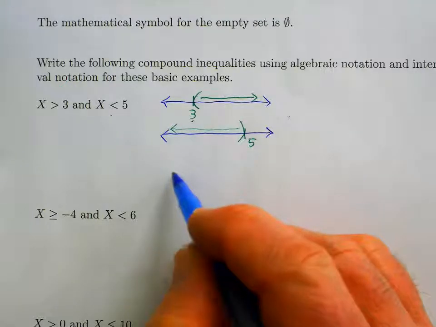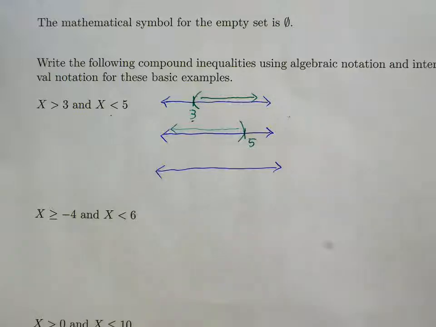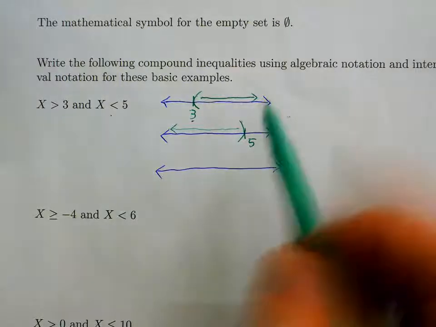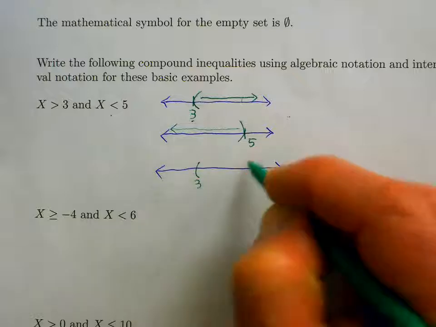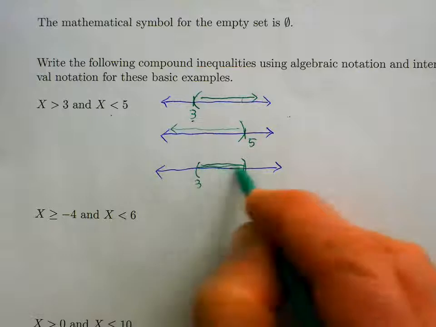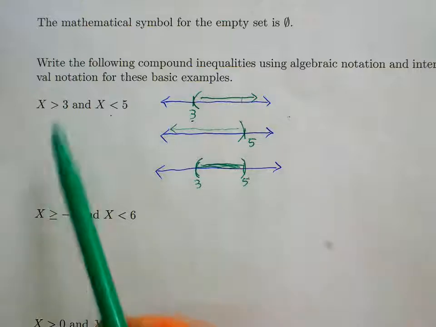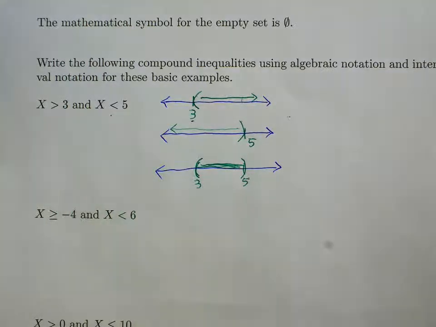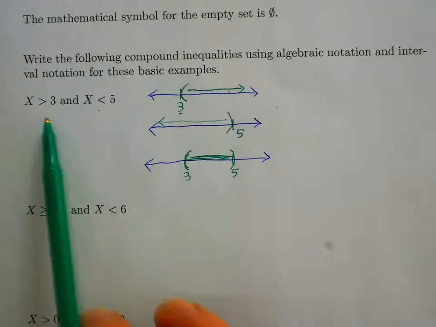And the overlap, or the intersection, well, the overlap is just from 3 to 5, and just everything in between 3 and 5. I'm using parentheses instead of brackets because both inequalities are strict inequalities. One is greater than and the other one is less than.